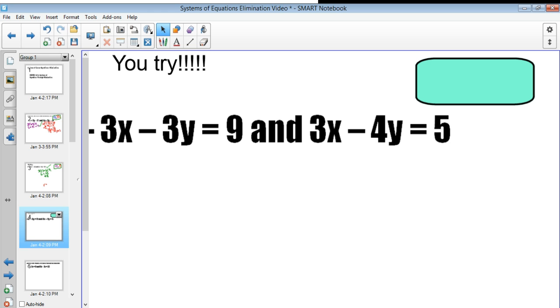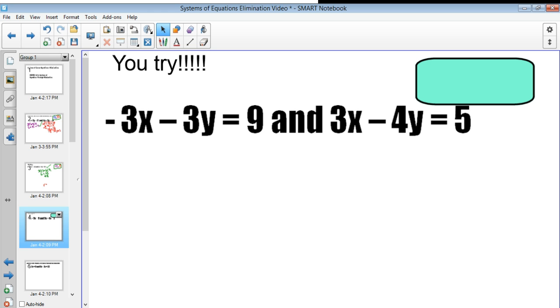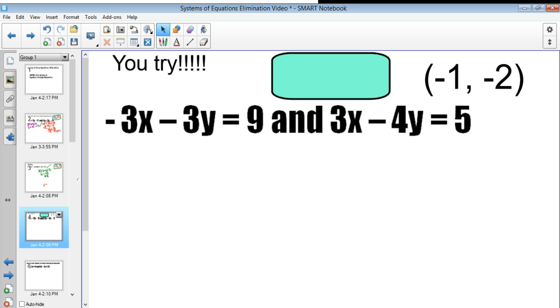Now, that's negative 3x minus 3y equals 9, and 3x minus 4y equals 5. So try this one on your own. And when you're done, pause the video and come back for the answer. Okay, the answer was negative 1 comma negative 2. So x equals negative 1 and y equals negative 2. If you got that answer, fast forward to the next part. If not, I'm going to explain it right now.